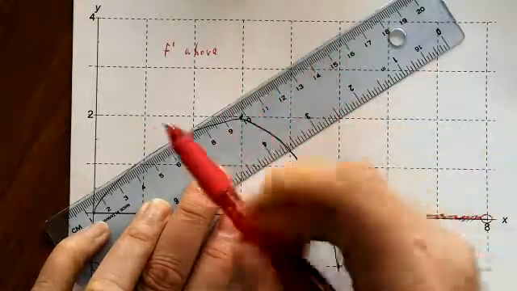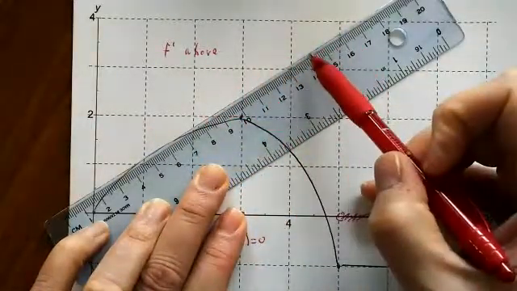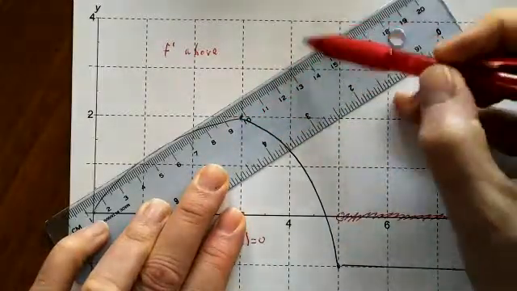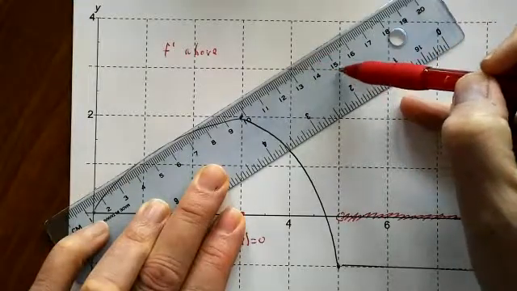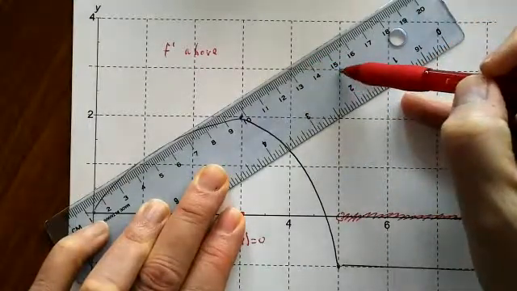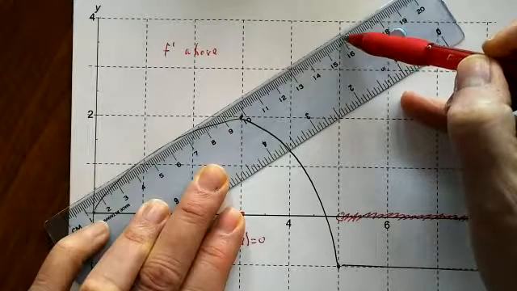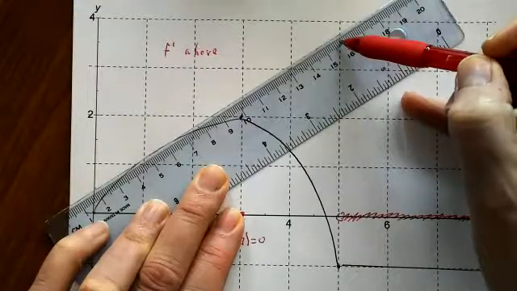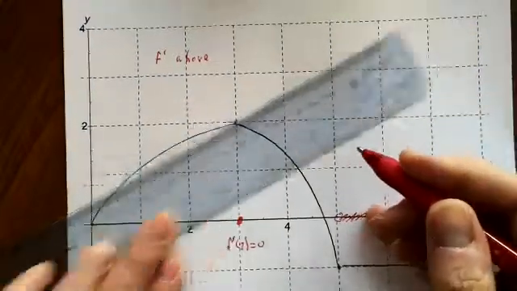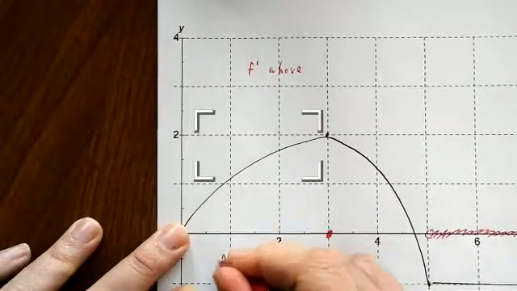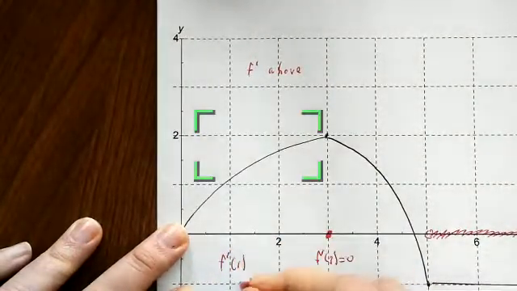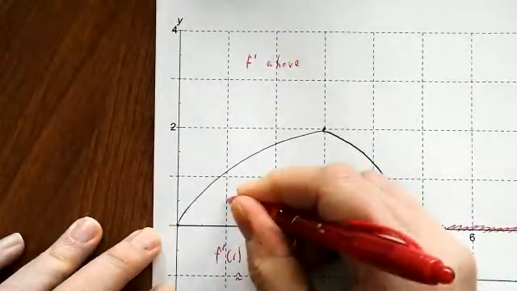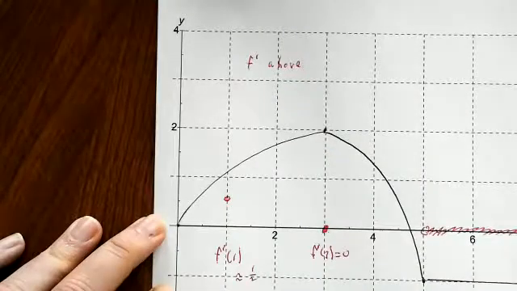Now, take a look at my ruler. It's kind of hard to guesstimate, but let's say I look at what's happening up here. If I look at this portion, I go over 1 unit, and I go up, let's just call that a half. So I go over 1, up a half, so that's a slope of 1/2. That means that f prime of 1 is roughly a half. So I'll draw a point at 1/2 right there.